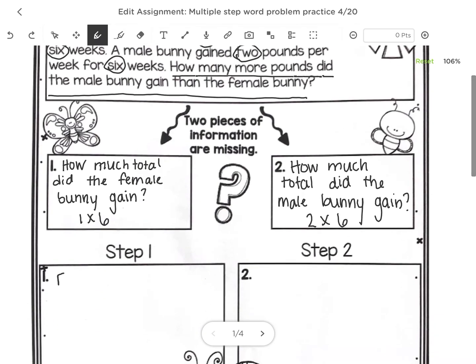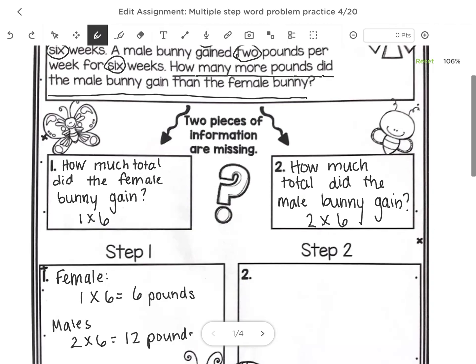So I like to label everything, it makes it easier for me. So female, step 1, finding out those totals. Female was 1 pound per week for 6 weeks. So they gained a total of 6 pounds. Now, males, they gained 2 pounds per week for 6 weeks, which gives us a total of 12 pounds. So now we've found these two pieces of missing information.